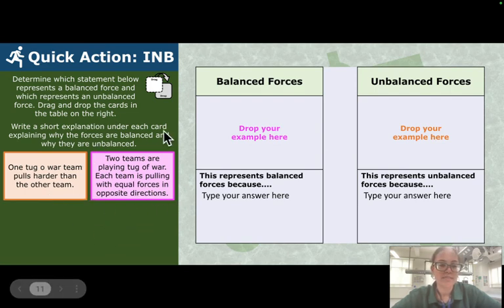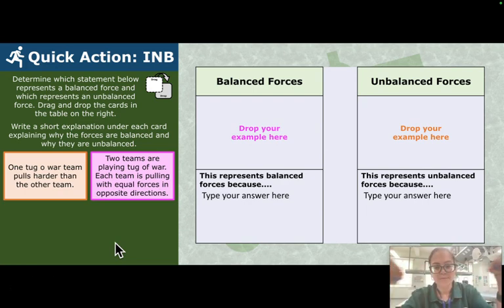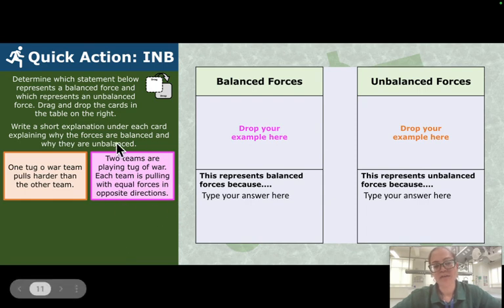This one, 2 teams are playing tug of war. Each team is pulling with equal forces in opposite directions. Equal forces, opposite directions, we subtract. Your net force is going to be 0. Remember, if it's a net force of 0, then it is balanced forces, and nothing is going to change. Neither team is going to win.